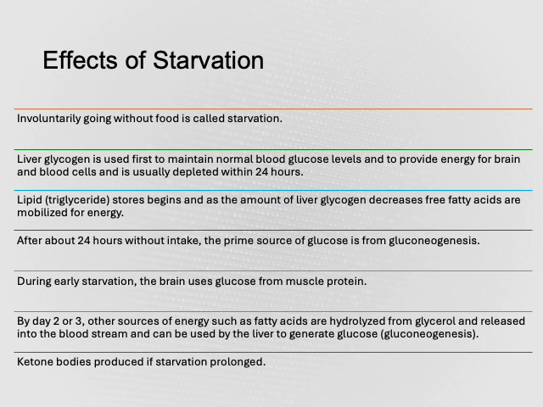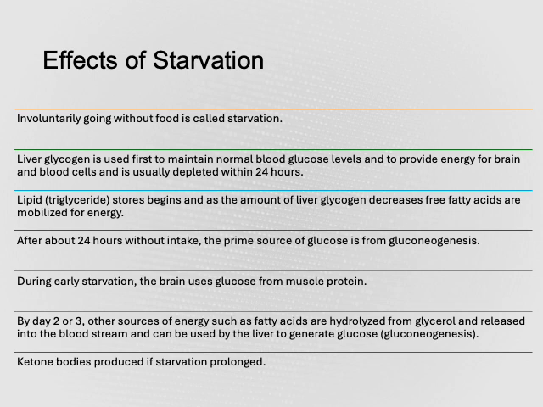So the effects of starvation are different from the effects of metabolic stress, and it's important for us to know these differences. Liver glycogen is used first to maintain our normal blood glucose, and then it provides energy for the brain and to make red blood cells. But this source of energy is limited. These glycogen stores are going to be depleted within 24 hours.